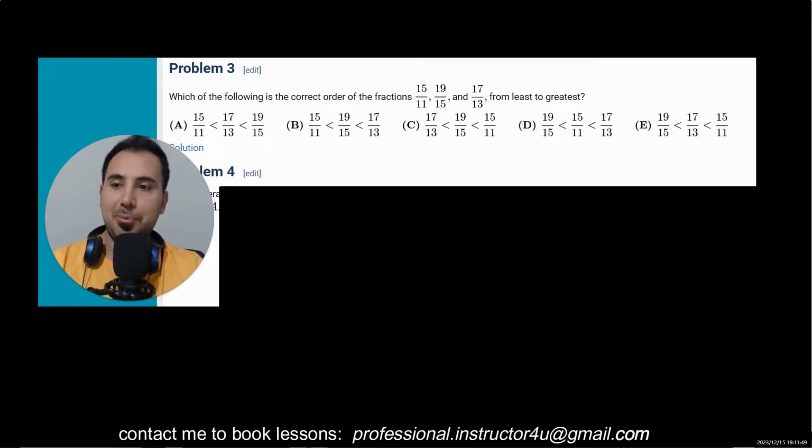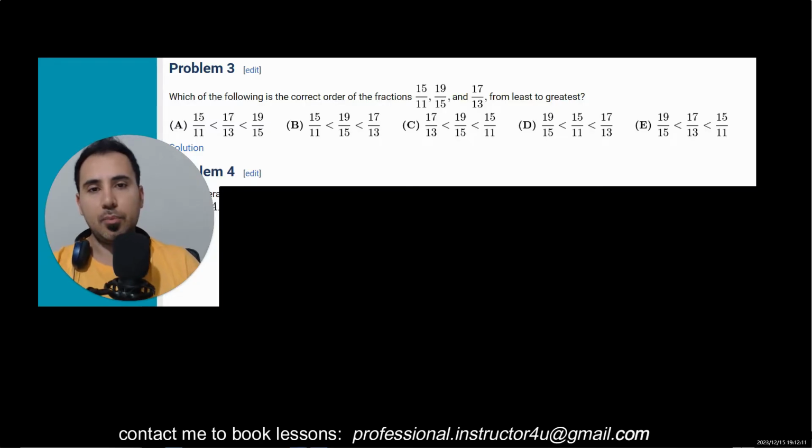Problem 3 could be very easy or very tricky depending on how you look at it. If somebody tells me that I wasted a lot of time on this question, I would believe them. Which of the following is the correct order of fractions that you see them from least to greatest? So what is the general way of doing it, right? If these numbers have no pattern, one way would be doing it like this.